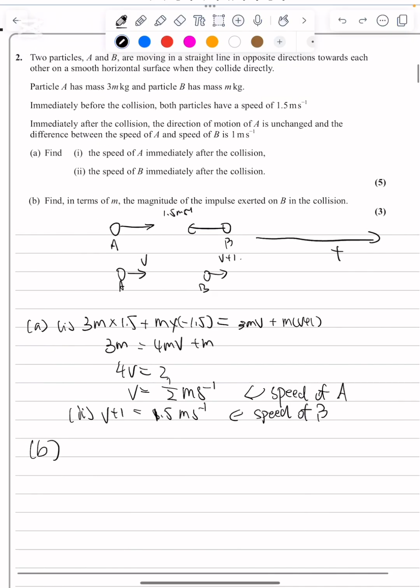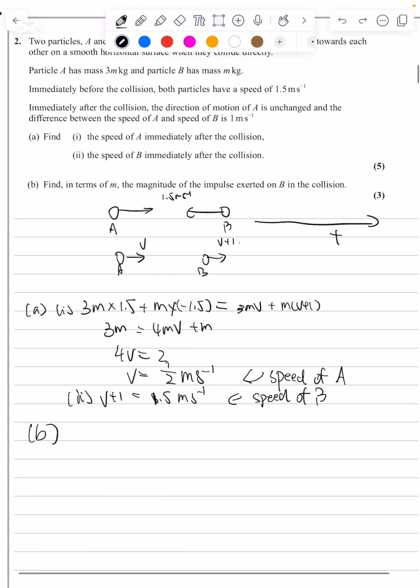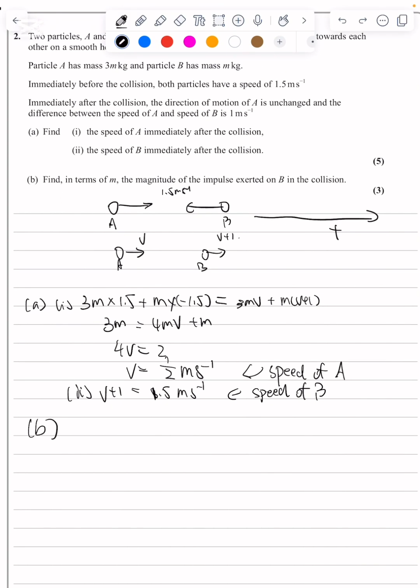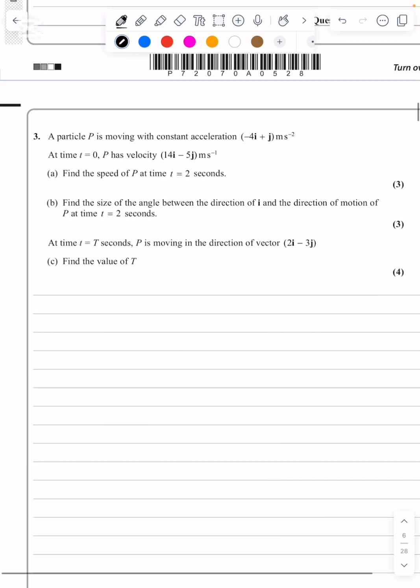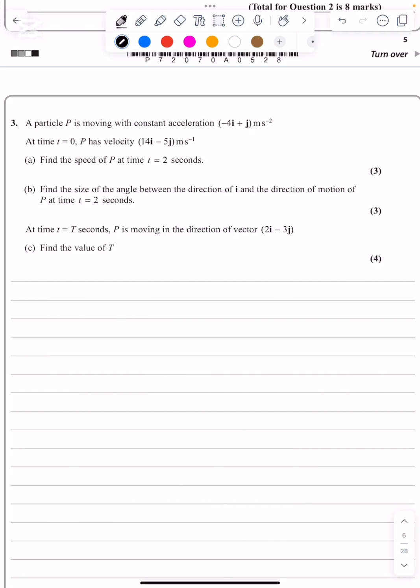And find in terms of m the magnitude of the impulse exerted. So impulse equals the mass times the velocity afterwards minus the initial velocity. So that would be 3m Newton seconds. That's the unit. That's it. Okay, question 3.